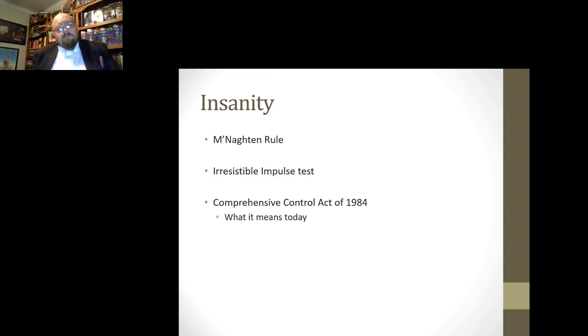If during the trial process it's determined that they were able to distinguish between right and wrong, then they will most likely be found guilty if they're proven guilty at trial, and then they will face normal correctional sanctions.